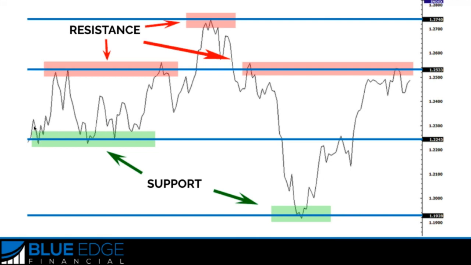Same as for support, we can see some valleys here that touched here. Price was rejected here and here. You can see it's constantly hitting this line or this zone. And you can see as well down here that we have a support zone because price came all the way down and was rejected a couple times at this zone.